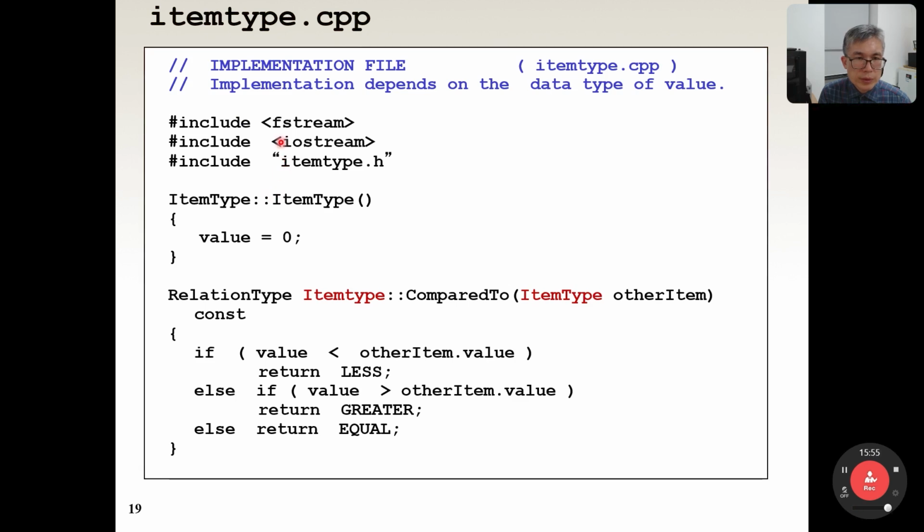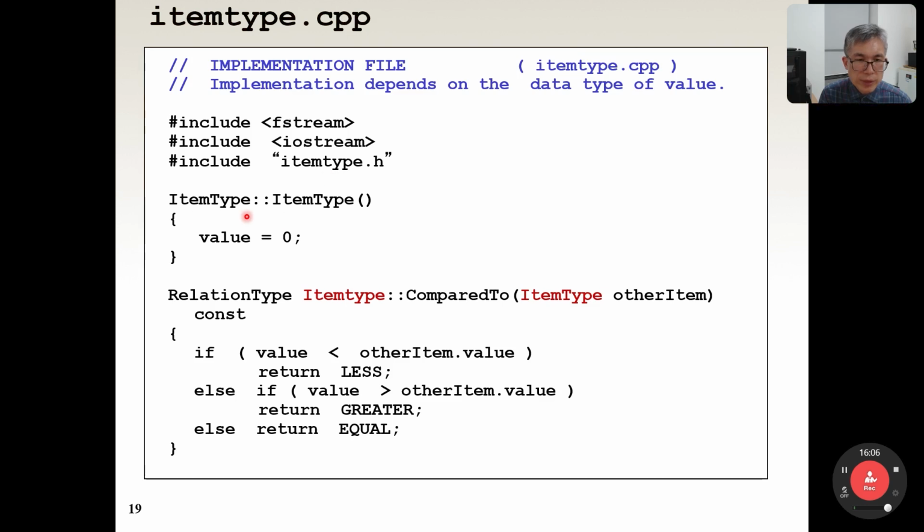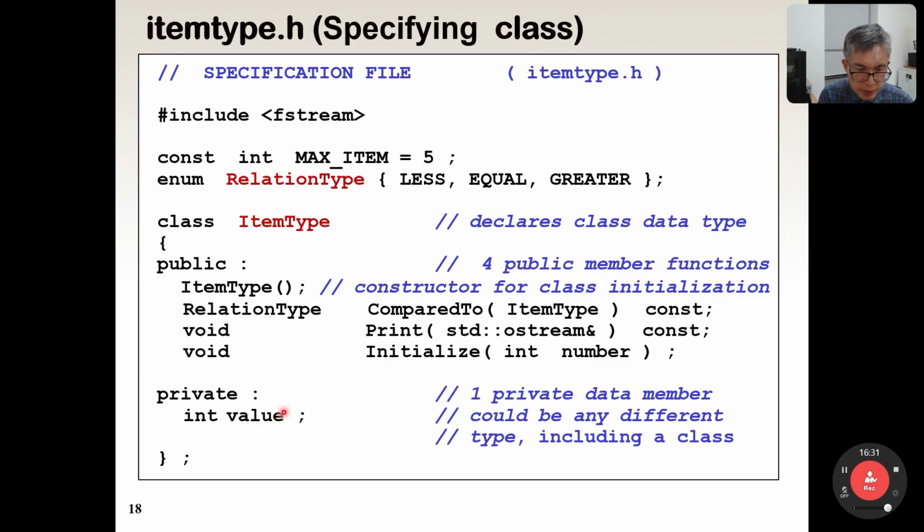Next one is ItemType.cpp. It includes fstream and iostream for input and output streams, and includes ItemType.h, the header file from the previous slide, and then we have the default constructor. The member functions use the scope resolution operator with the class name. So this is a constructor to initialize the value. The value is a member variable in the class ItemType.